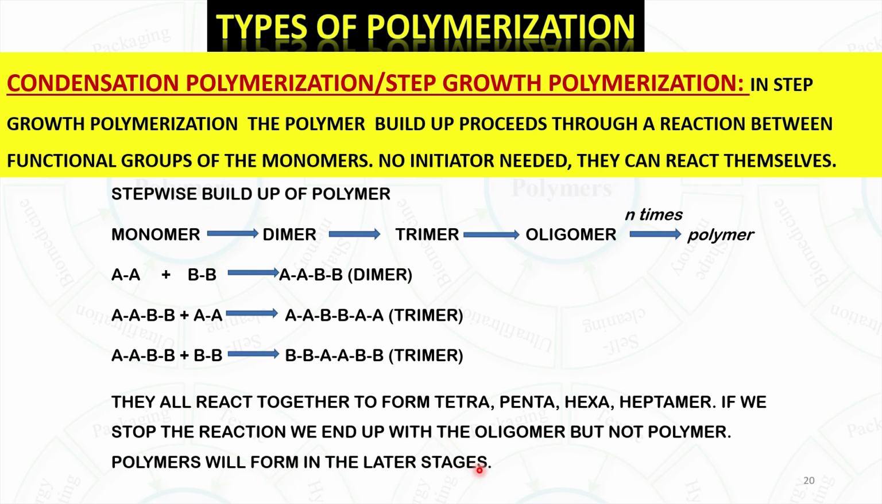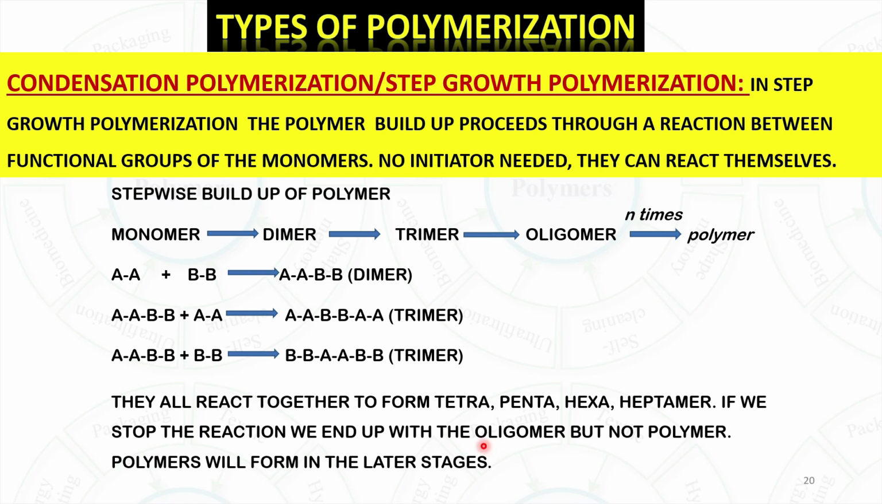Polymers will form in the later stages in the condensation polymerization. This is different from the addition polymerization, because in the addition polymerization, in the initial stages you get your polymer, but in condensation polymerization you will get the polymer in the later stages. If you stop the reaction in the earlier stages, in a shorter period of time, you will end up with the oligomer. And I already told you how we can differentiate between the polymer and the oligomer, right? The way is like that.